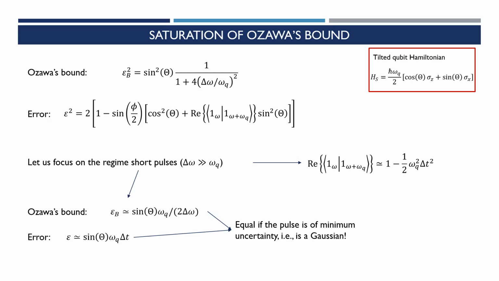Okay, so anyway, when you do this perturbation in the regime of short pulse, this thing becomes this. And basically you get that the bound gets this form and the error gets this form. These two formulas are equal only if the pulse is of minimum uncertainty, and the pulse of minimum uncertainty is a Gaussian. So basically, we have shown that you can saturate Ozawa's bound, and that to do that, it is necessary to use a Gaussian pulse, which I don't think is intuitive. So I am happy with this result.